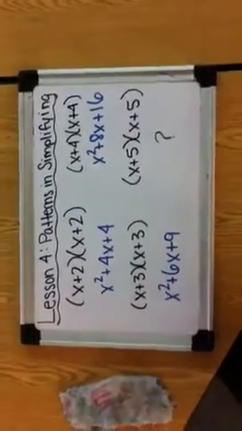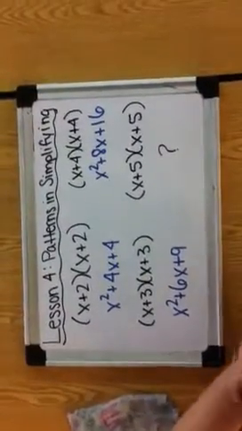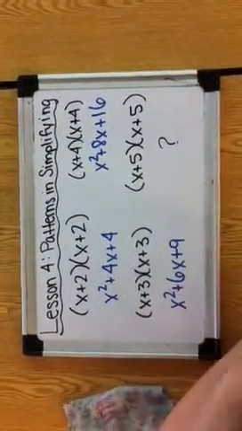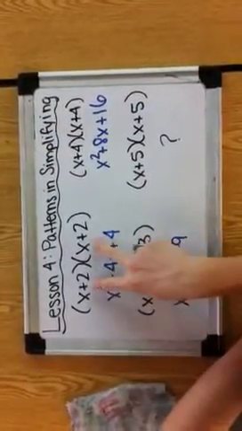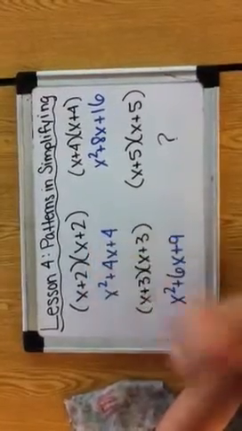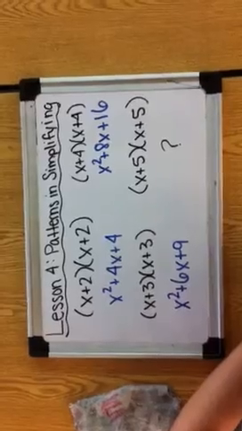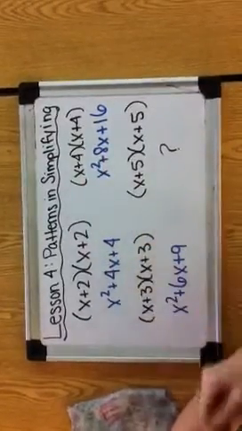So we're going to continue this lesson. Now that we know how to simplify, we're going to look for patterns within simplifying. So the first thing I'm going to do is look at these two factors. I have x plus 2 and x plus 2. And I'm going to see if I can find any patterns once I simplify those two factors.